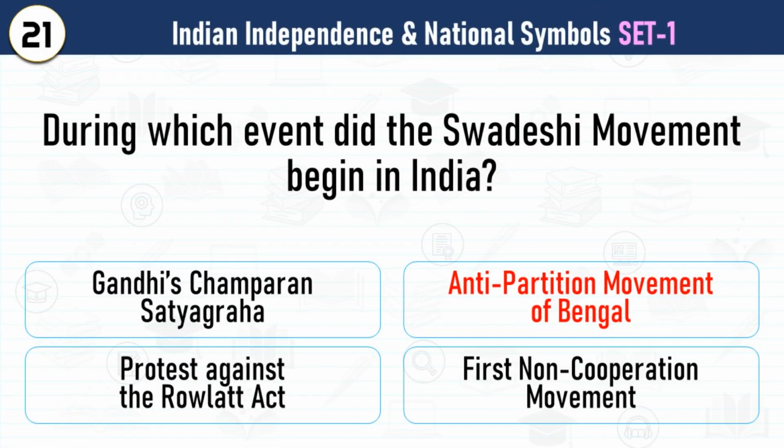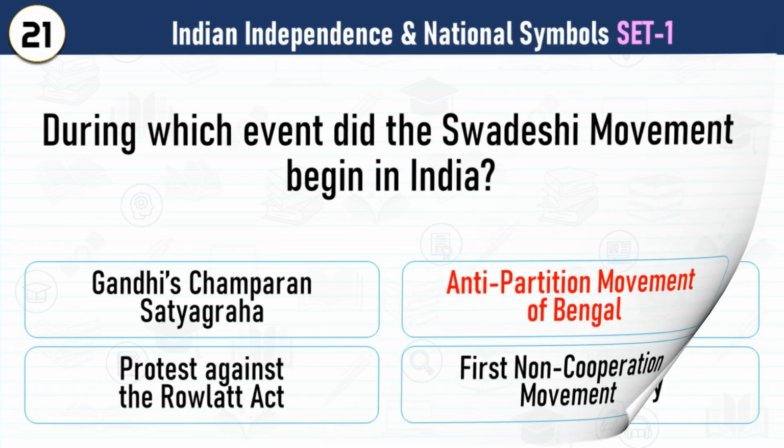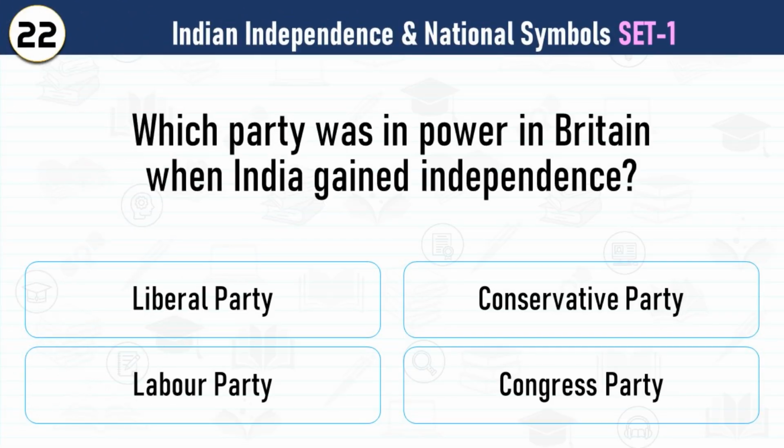Correct answer is Swadeshi movement began in India during anti-partition movement of Bengal. Question number 22. Which party was in power in Britain when India gained independence? Correct answer is Labour Party was in power in Britain when India gained independence.